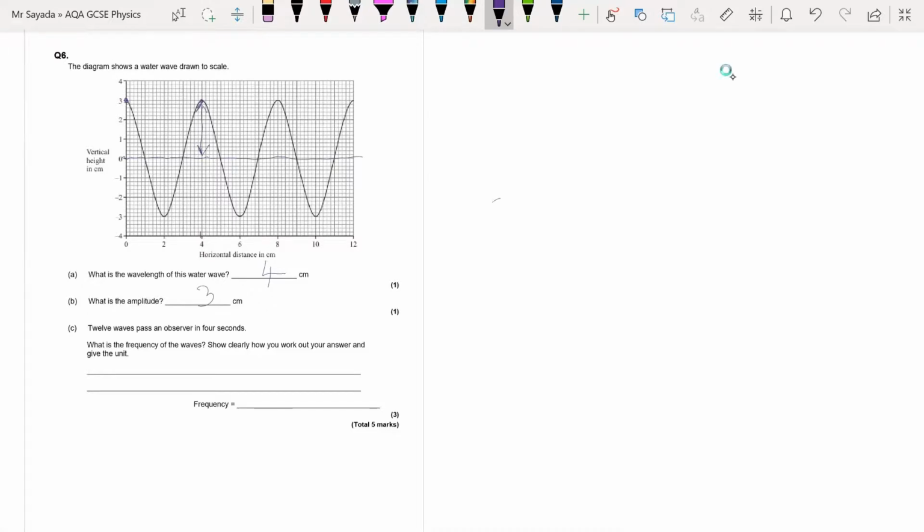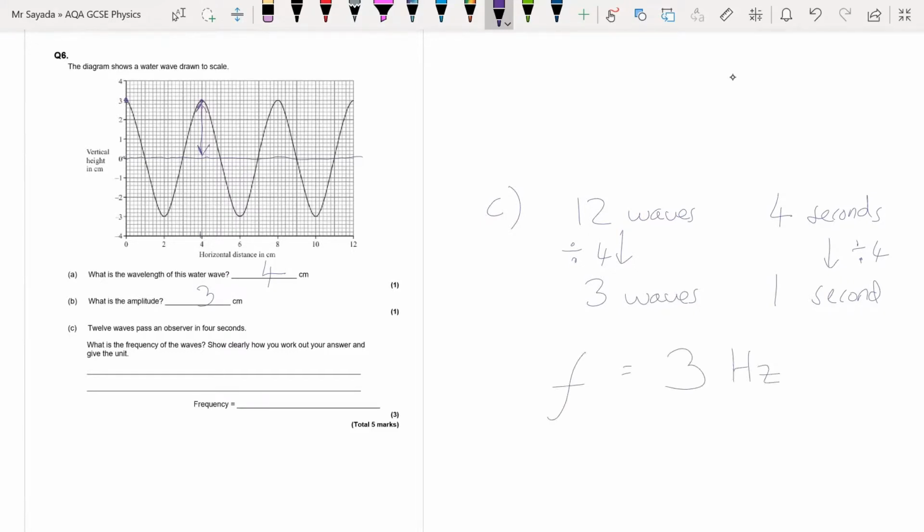And finally, for question C, if it's 12 waves in 4 seconds, I want to know the frequency, which is the number of waves per 1 second. So divide 4 by 4 to get 1, divide 12 by 4 to get 3 waves. So if there's 12 waves in 4 seconds, there'll be 3 waves in 1 second, which means the frequency is not just 3, we have to say 3 hertz. If you've not put units, your answer is not fully correct. You need to add units.